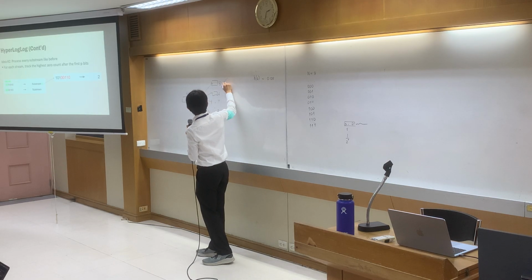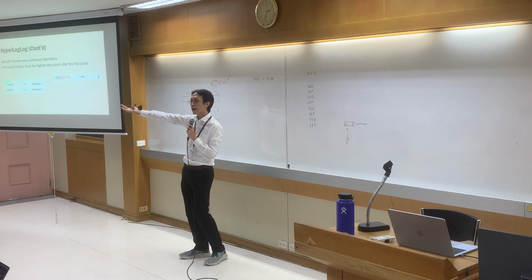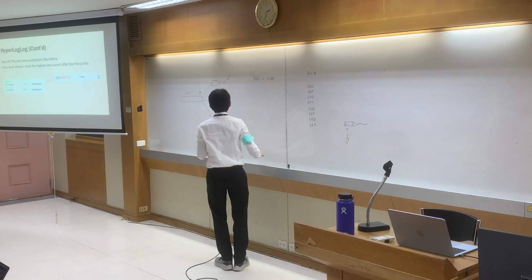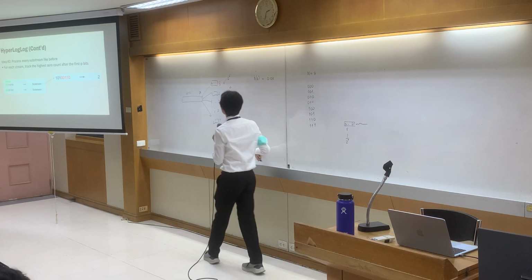Basically says it's going to be 2 to that power. Okay. And for this guy, it's going to be 2 to the 4th. This guy is going to be 2 to the 7th. This guy is going to be 2 squared. And this guy is going to be 2 to the first power.